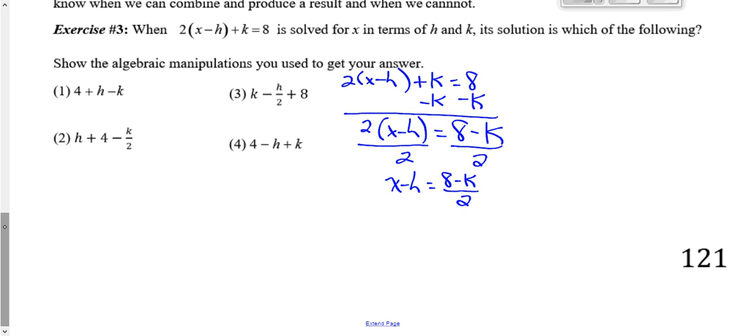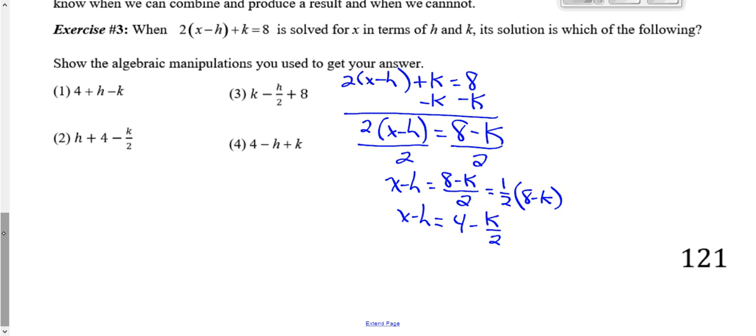Remember, this is the same as doing this: half. That's positive half. It's the equivalent of doing that, right? So x minus h equals, now let's distribute. Half of 8 is what? 4. And minus what? Minus 1 half times k, or k over 2. We don't know what k is, right? So it's 4 minus k over 2.